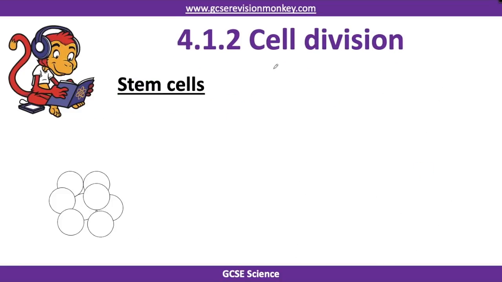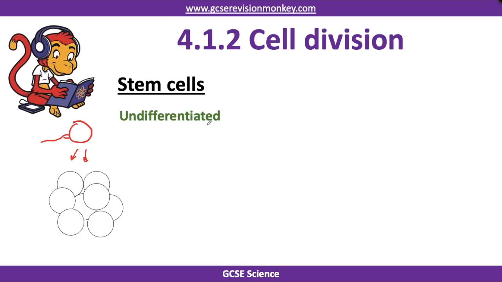The last part of the cell division topic is on stem cells. Stem cells are undifferentiated cells, which means cells that can turn into many different types of cells. For example, when a human organism is first created, the sperm meets the egg, and you end up with one fertilised cell. And this cell divides by mitosis to form a small ball of cells, which we call an embryo. And at this point, these embryonic cells are stem cells.